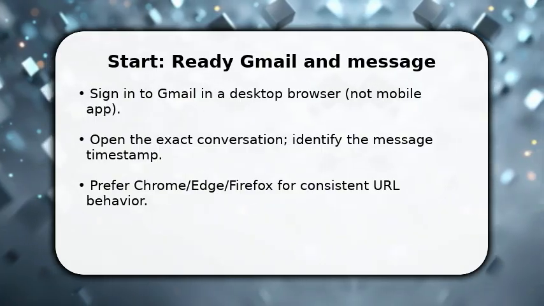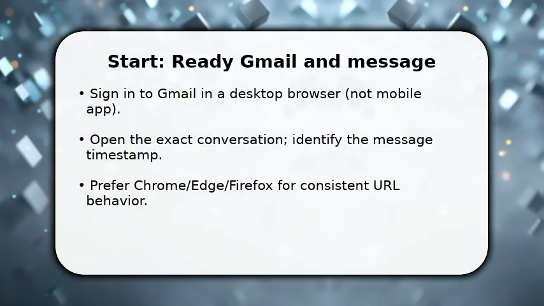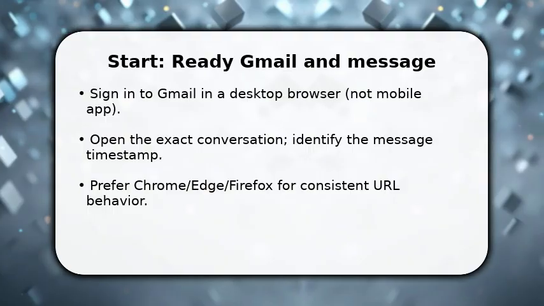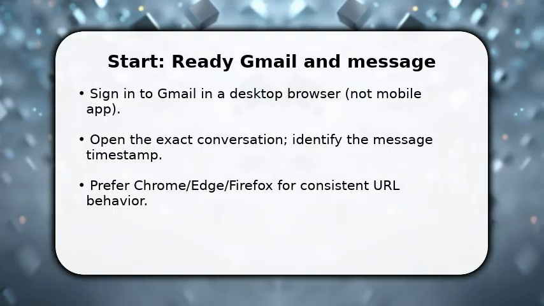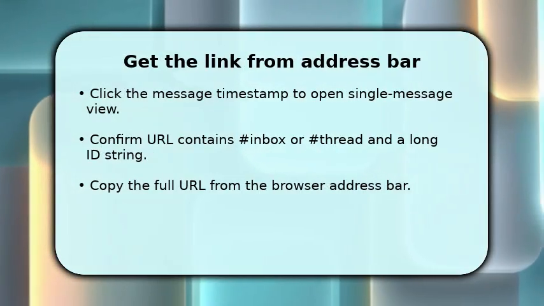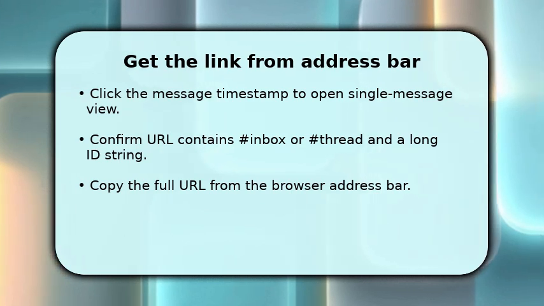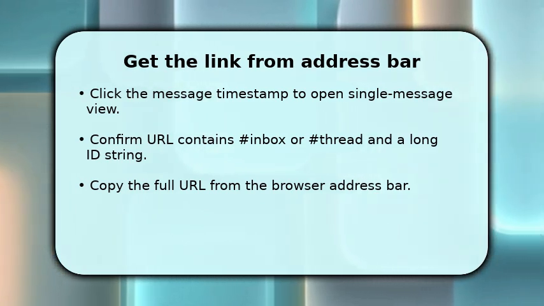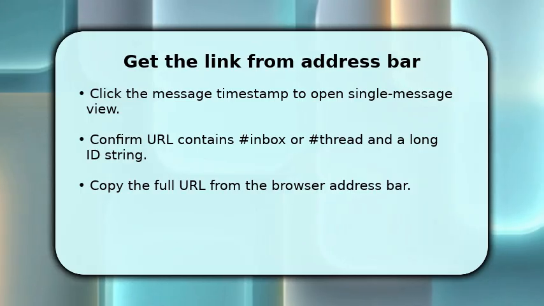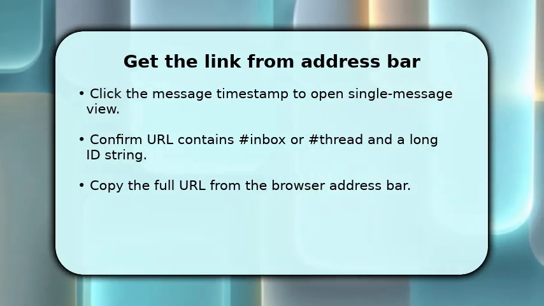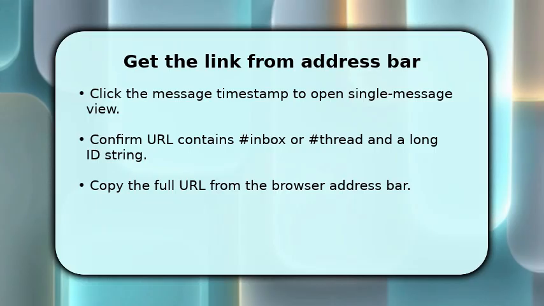Make sure you're using the correct account. Check the avatar, so the link references the right inbox versus another account. Now that the message is displayed alone, look at the address bar. Gmail appends a thread/message identifier after a hash, like hash inbox or hash all, and a long ID. That ID points directly to this message in that account and view.